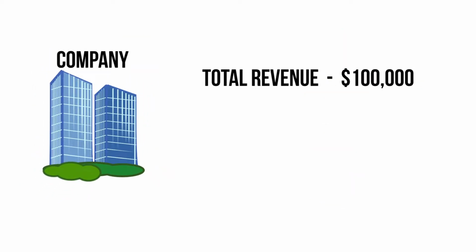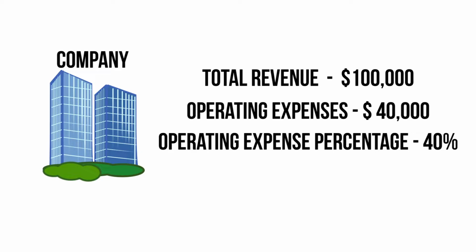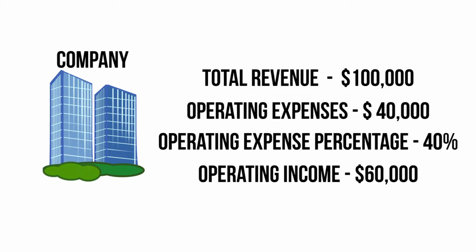For example, if a company has a total revenue of $100,000 and its operating expenses are $40,000, its operating expenses percentage would be 40%. The remaining $60,000 would be operating income.